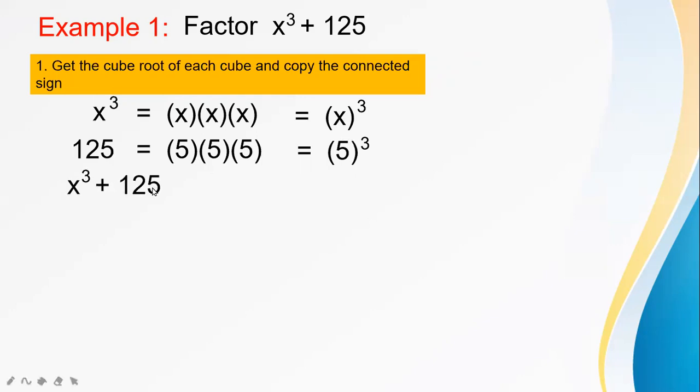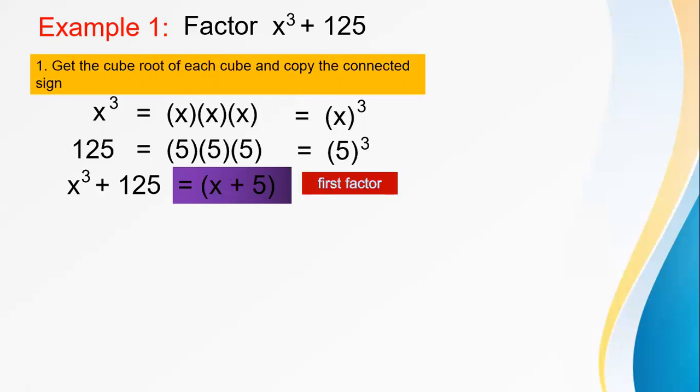x cubed plus 125, so this will be our given. Then the first factor, which is a binomial, equals x plus 5, because the cube root of x cubed is x and the cube root of 125 is 5. So that will be the first step: get the cube root of each cube and copy the connecting sign. The connecting sign is positive.